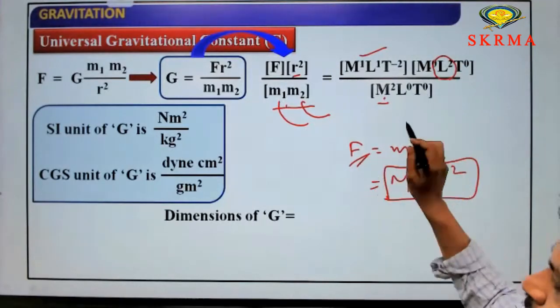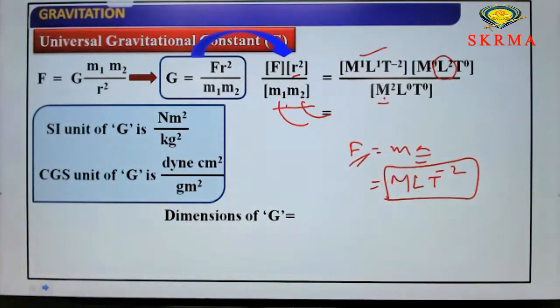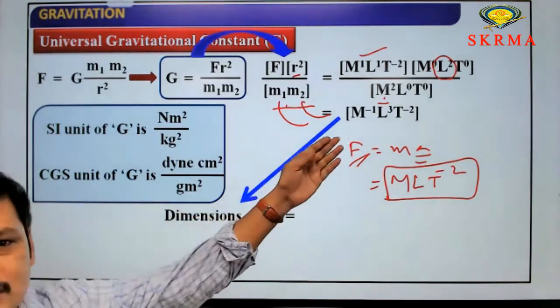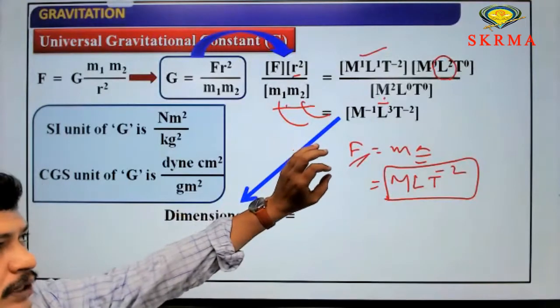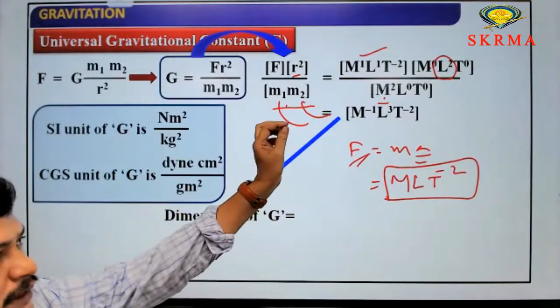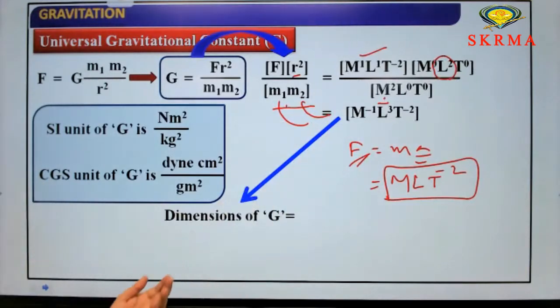If you simplify this equation, what is the dimensional formula for G? That is important. You should keep in mind, that is M inverse L cube T minus 2. That is important. M inverse or M power minus 1 L 3 T minus 2. This is the basic dimensional formula for gravitational constant. This is important.